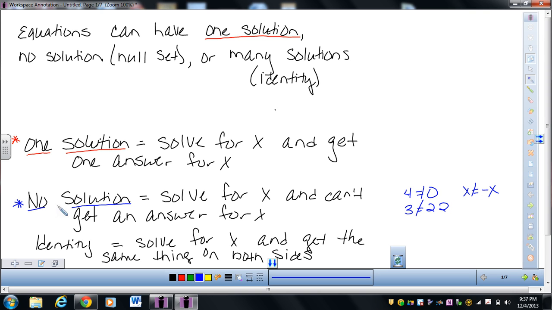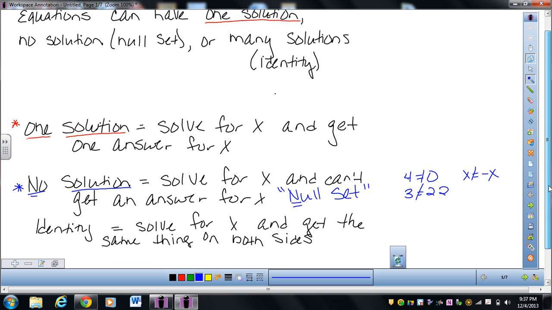So that would be called an equation that has no solution, or sometimes we call that a null set. So if you see the words null set, just think N for null and N for no. It means you do not have any solution.